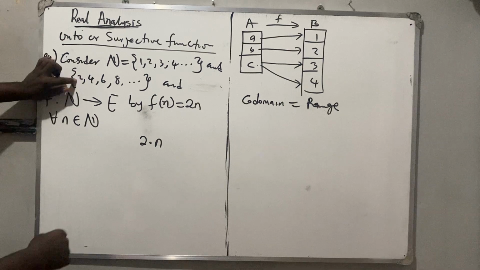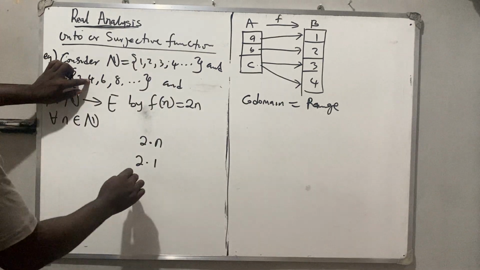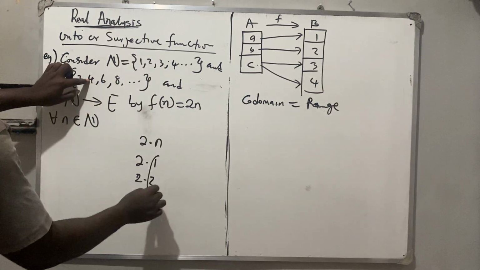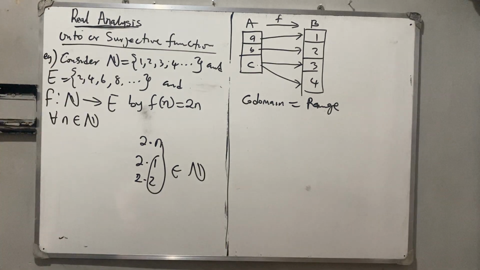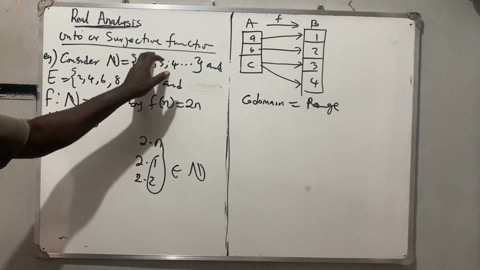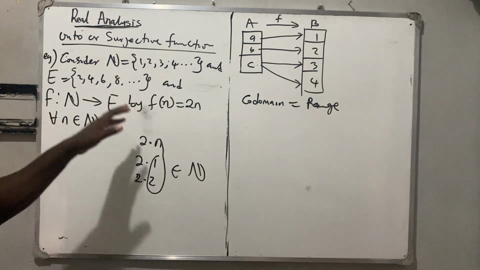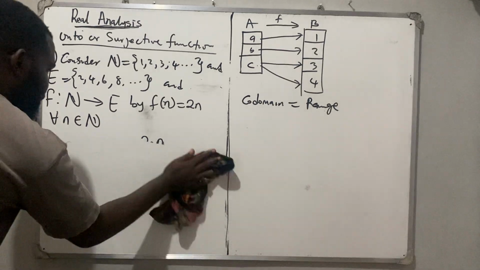Pick 2, for example. 2 can be written as what? 2 times 1, and 1 is here. Pick 4. 4 can be written as what? 2 times 2, and that 2 is here. All these people are the N that belongs to this natural number. So there is nobody that you will pick here that is not an image of somebody here. It's not possible. So that is why we say that what? That this function is what? Onto. But let us just show that.